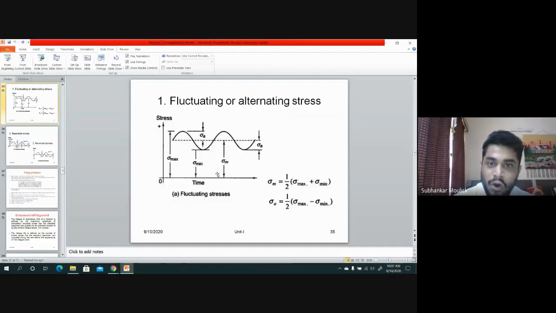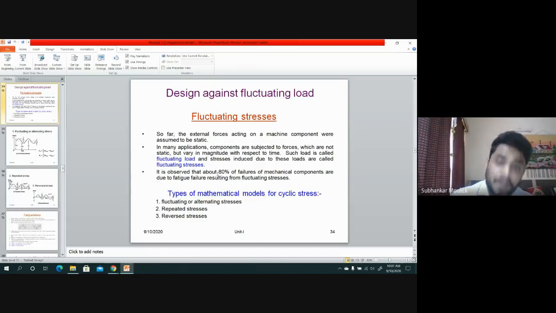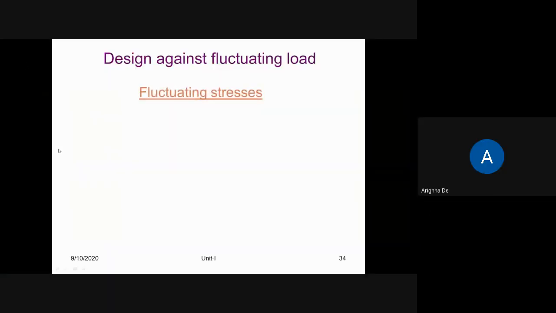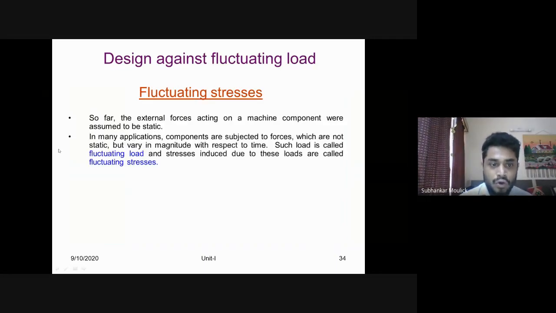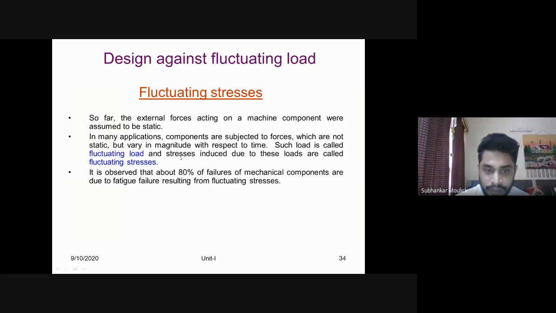Now is the step clear? What is fluctuating load? What is fluctuating stress? What is fatigue? Any doubt? No, sir. Okay, fine. So it is observed that about 80% of failures of mechanical components are due to fatigue failure resulting from fluctuating stresses.